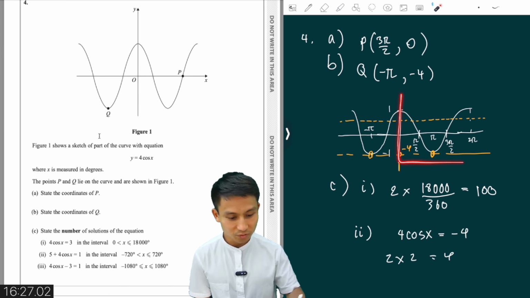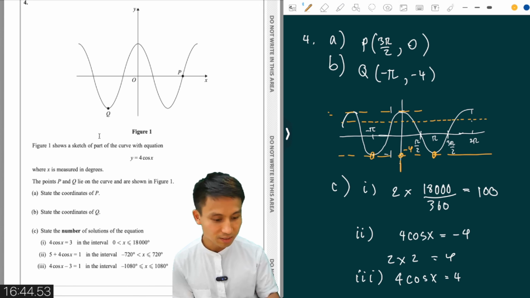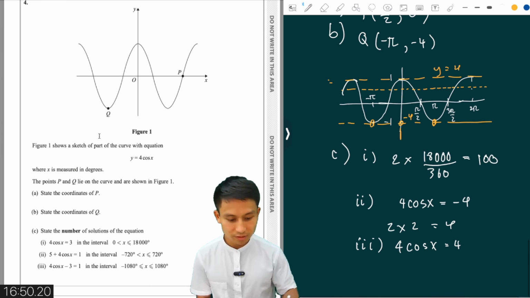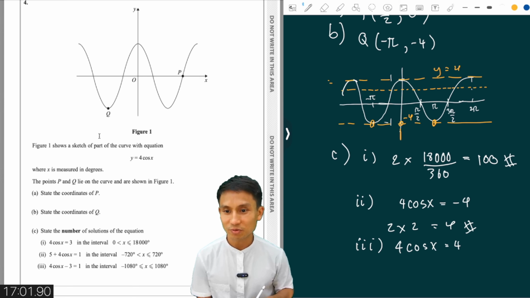Okay, the last part. Yeah, 4 cos x equals 4 this time. So 4 is just moving the line to the top bit here, right? Just touching the peaks. So this is y equals 4, right? So what's the solution? We have 10,080. That is just 3 periods, right? 3 periods there.